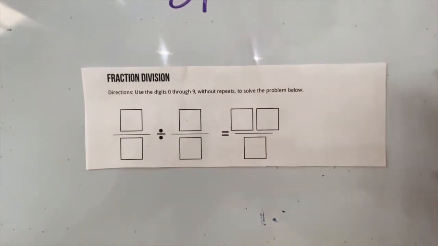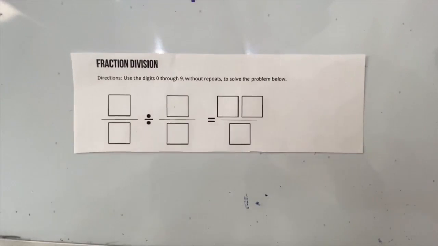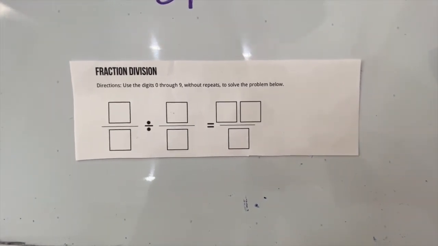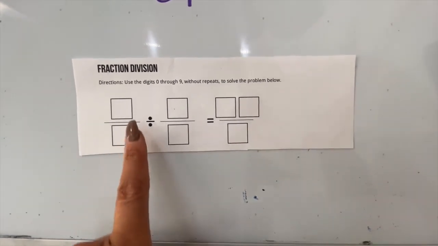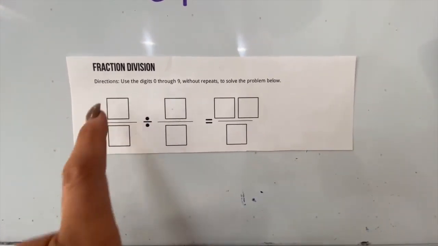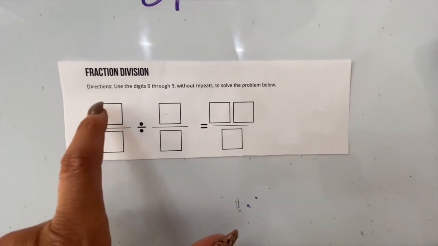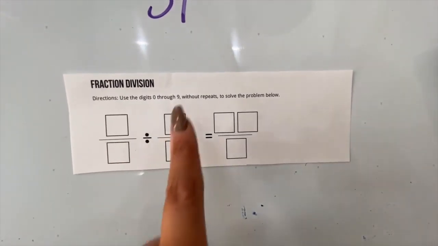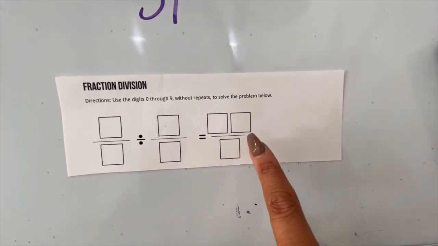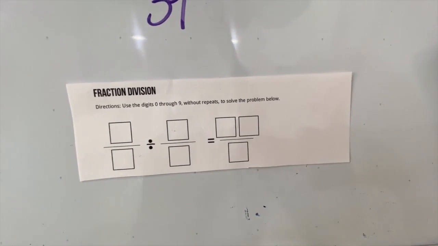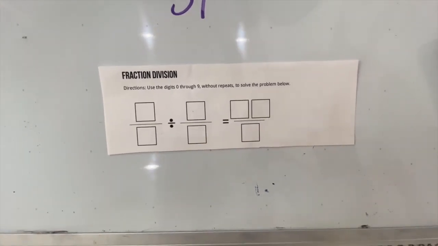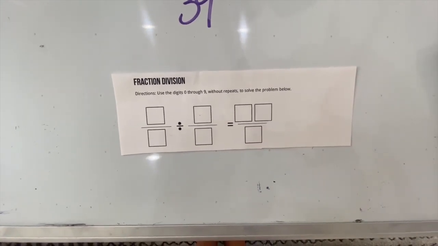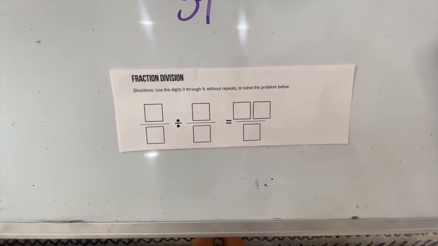I do have a challenge problem for you. This says directions: use the digits 0 through 9 without repeats to solve the problem below. So that means you would have a one digit here. Each box is a digit. So any digit 0 through 9, but you can't repeat, and then you would divide with another fraction, and that means that you would get an improper fraction here. So I will leave you with your work packet and your challenge problem.